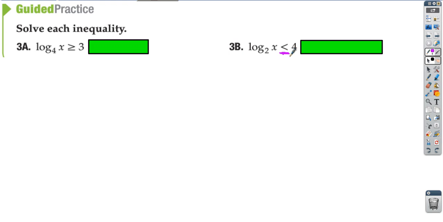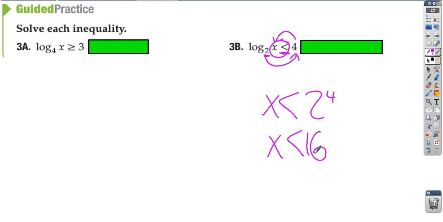3b, now you have x being less than. So this number, 2 raised to that power, gives us that answer. Okay. Remember that x is less than, so we have to have the same thing happening. x is less than 2 to the 4th, which means x is less than 16. There's just one more restriction.